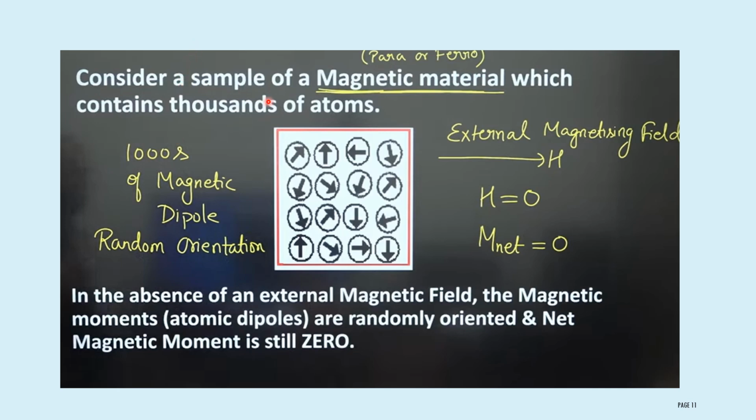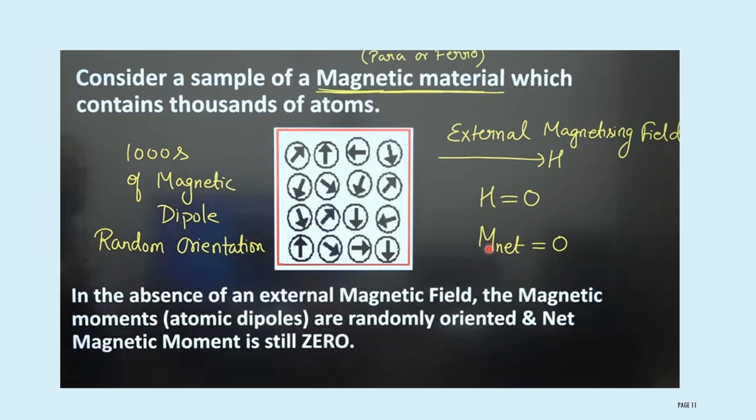Consider a sample of magnetic material which contains thousands of atoms, for example, paramagnetic and ferromagnetic materials. Thousands of atoms is nothing but thousands of magnetic dipoles. But in the absence of an external magnetic field, these magnetic dipoles will be randomly oriented. Therefore, the net magnetic moment will be 0.